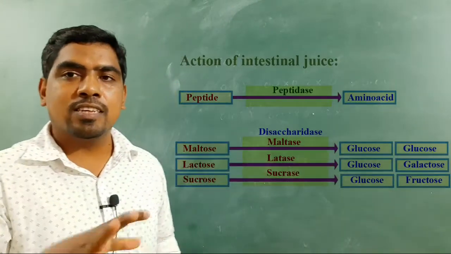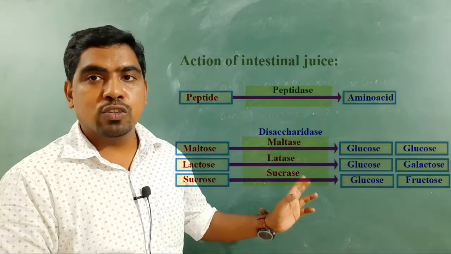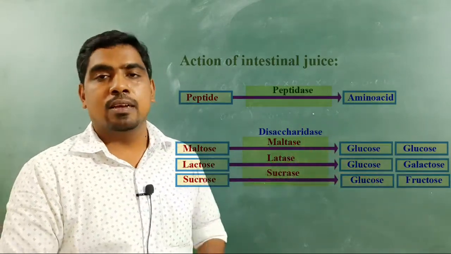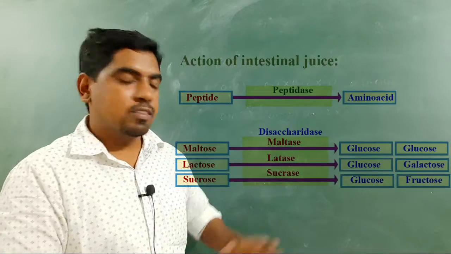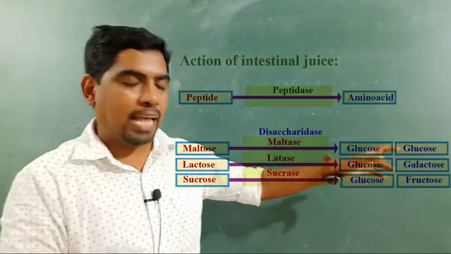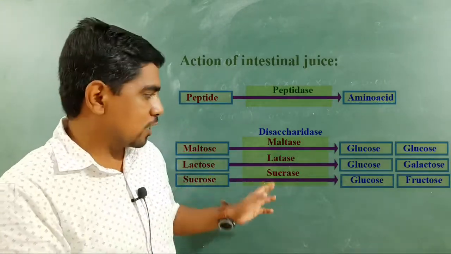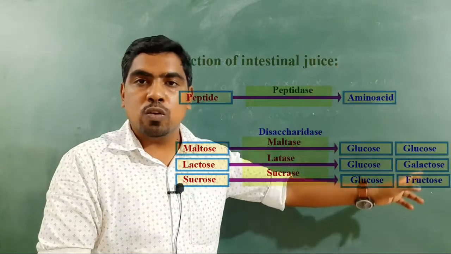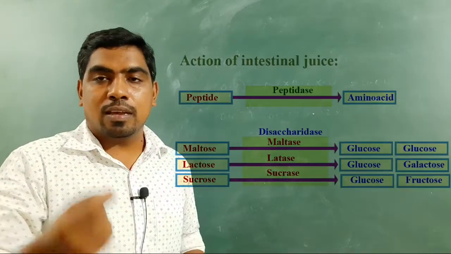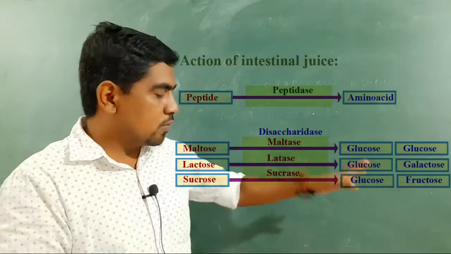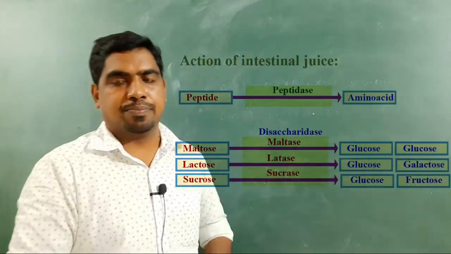The process of digestion is completed by the actions of succus entericus. Here, peptide is converted into amino acid by the action of peptidase. Similarly, disaccharides like maltose are converted into glucose plus glucose by the action of maltase. The disaccharide in milk is lactose, which is converted into glucose plus galactose by the action of lactase, and sucrose is a disaccharide in sugarcane that is converted into glucose plus fructose by the action of sucrase.